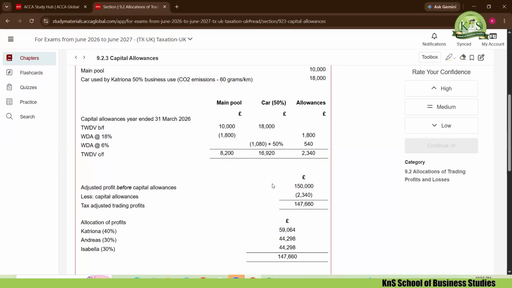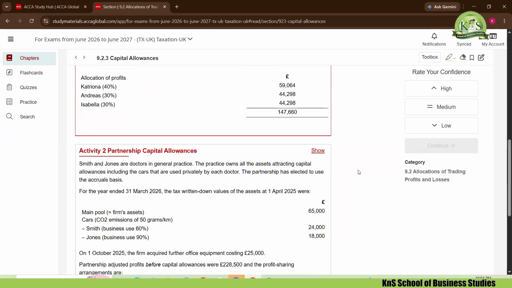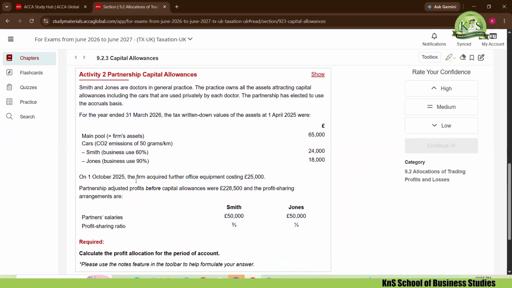What is the profit? Profit is 150,000. We will subtract the allowance and this is our tax adjusted trading profit. And according to the ratio, we will simply apportion, because there is nothing else in the question. So if you want, you can do this calculation yourself and just check what your answer is going to be. Want to try?